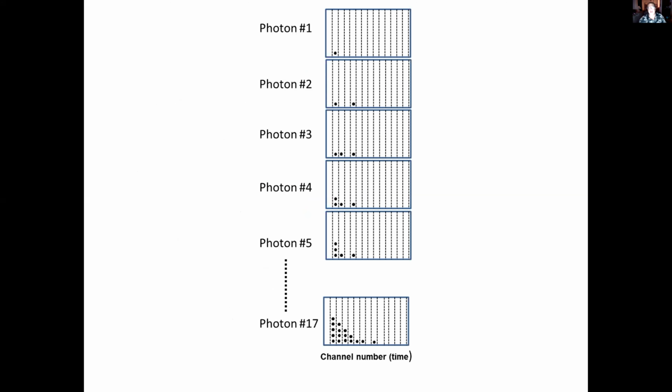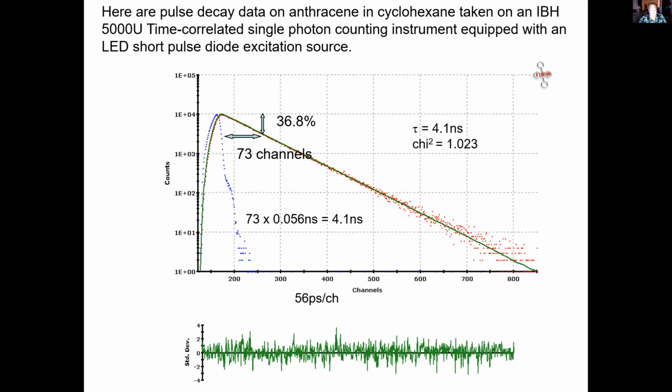So here I show what would happen. You get the first photon and it goes into one channel. Then the second photon, a different channel. And the third photon, different, and so on and so on. And finally, even after 17 photons here, you begin to see we're getting what looks like a decay process. And you do that over and over again, typically to get thousands of photons. In the data I showed you, it was typical in these instruments to go up to 10,000 counts. You want to get enough data to get good statistics.